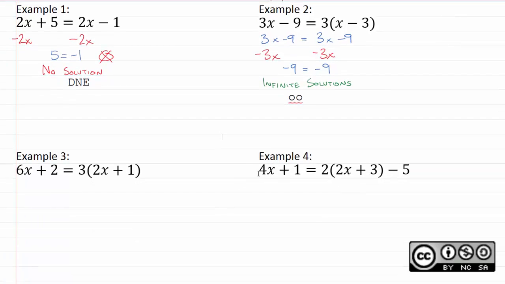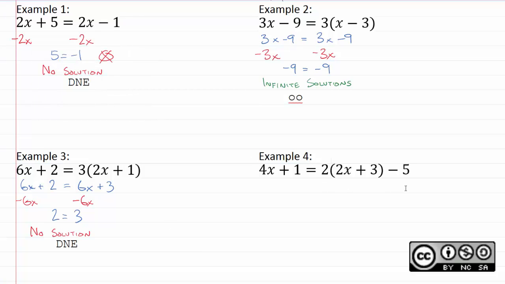Let's see how examples 3 and 4 work out for us. So again, I'm going to do what I did with example 2. I'll start with the distributive property. We have 6x plus 3 equals 6x plus 2. We see here that we get 2 equals 3. So just as with example 1, we have no solution.